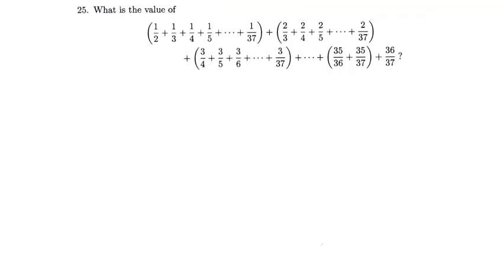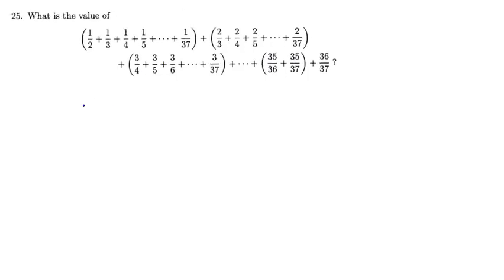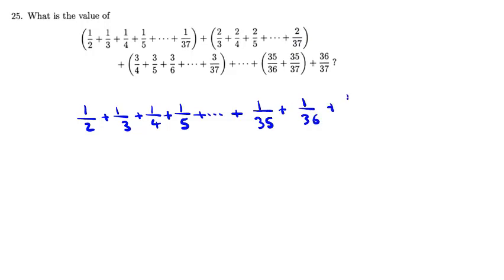SMO 2020 junior section first round, problem number 25. What's the value of this term? If we write the first row like this: 1 over 2 plus 1 over 3 plus 1 over 4 plus 1 over 5 up to 1 over 35 plus 1 over 36 plus 1 over 37. Then the next line starts from here.